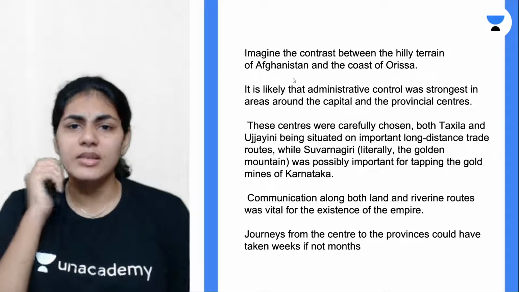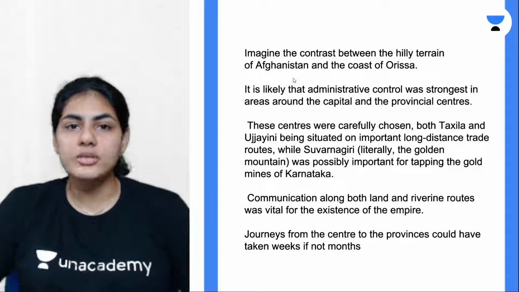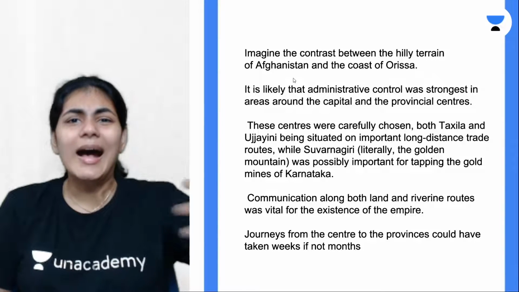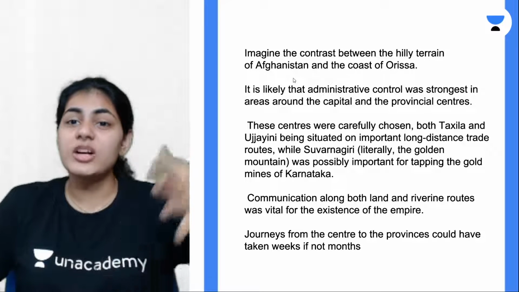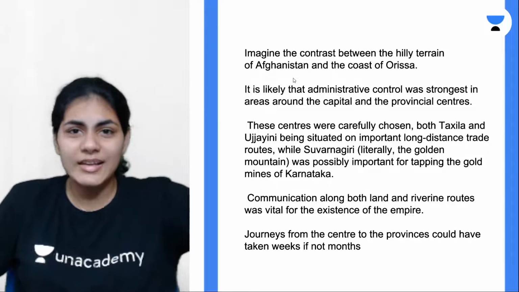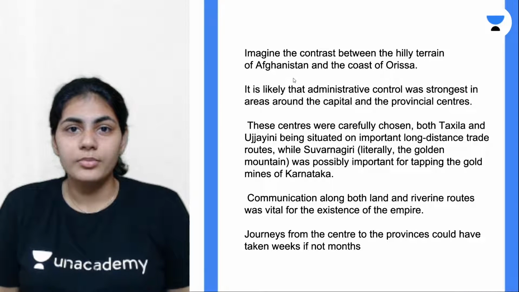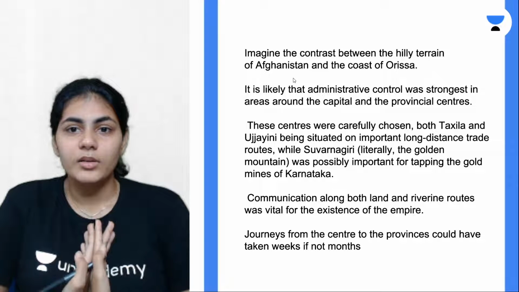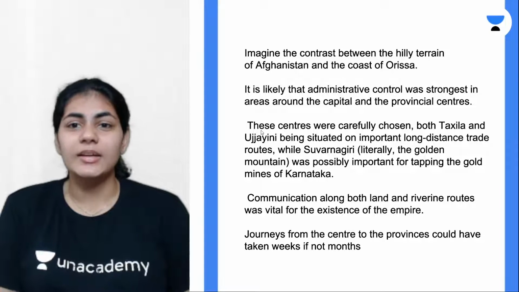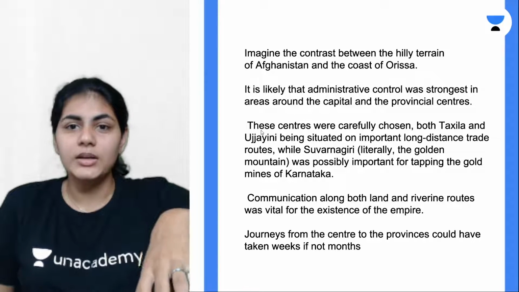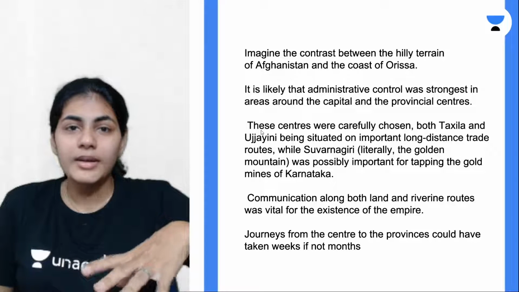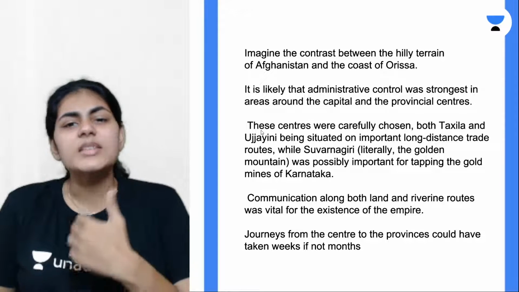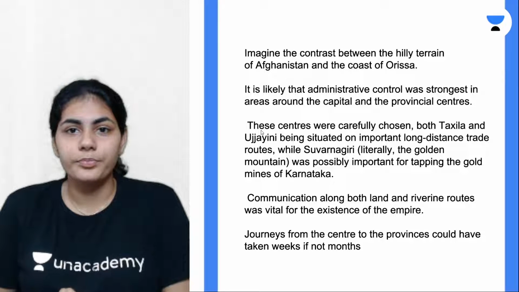They give out interesting points. Imagine the coast of Orissa, a coastal land, and at the same time, imagine the hilly regions of Afghanistan. How is it possible that these two places, which are so different, one a coast, one a hilly region, would have the same administration? Logical question again. We don't know, but you can come up with your own explanations. Historians also suggest that within the capital itself, within Pataliputra, the administrative control was stronger, but as you moved away from the center, the control became weaker and weaker. That's one theory proposed by historians.